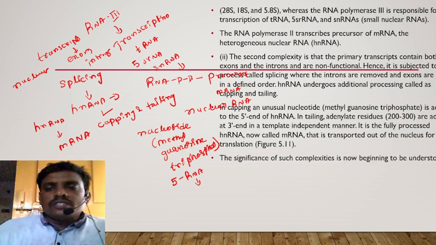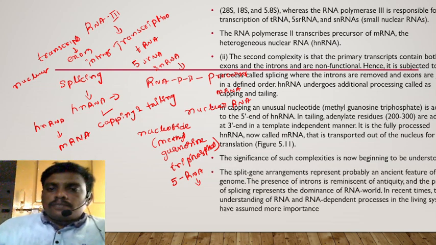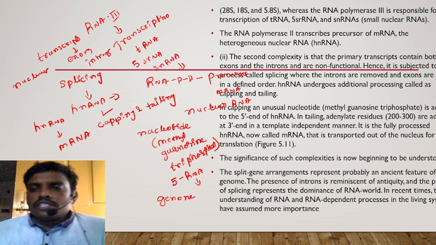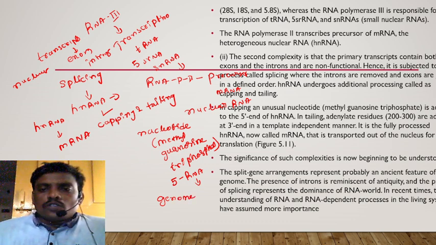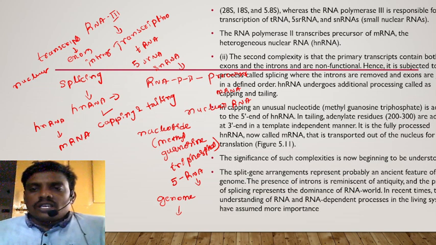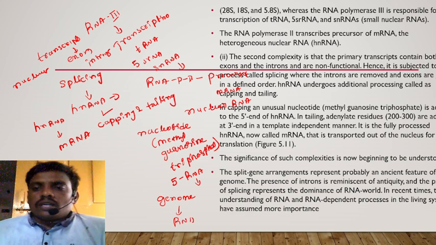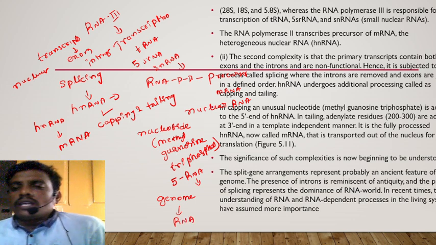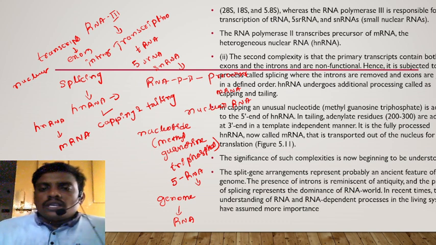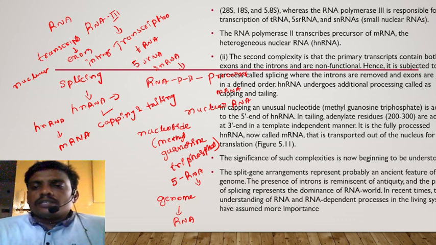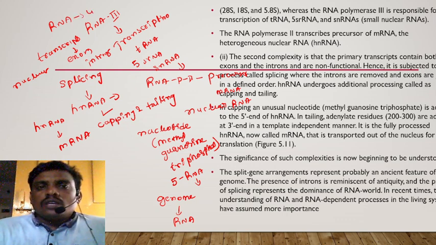Finally, the significance of such complexity is now beginning to be understood. The split gene arrangement probably represents an ancient feature of the genome. The presence of introns is reminiscent of antiquity, and the process of splicing represents the dominance of an RNA world, or RNA as a genetic material. This splicing only occurs in RNA. In recent times, understanding of RNA has become more and more easy, and it is a dependent process in living organisms.